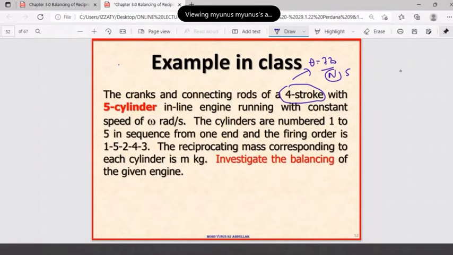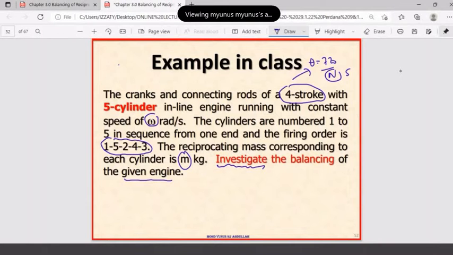An inline engine running at constant speed omega. The cylinders are numbered 1 to 5 sequentially, and the firing order is 1 5 2 4 3. Even if it is not given, I think I already discussed how to determine the firing order. The reciprocating mass corresponding to each cylinder is m kg, again a constant. So investigate the balancing of the given 5-cylinder 4-stroke engine.